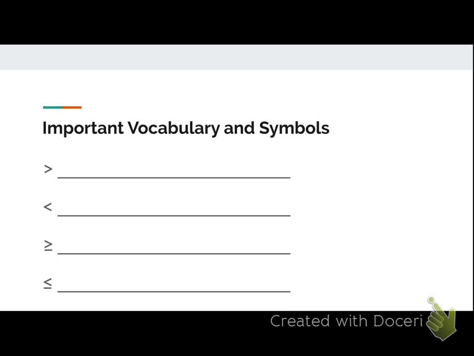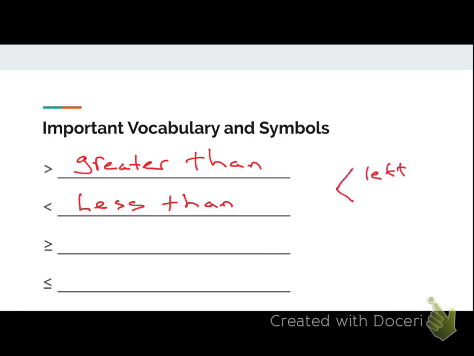Some important vocabulary and symbols we need to know. This first one is greater than. The second one is less than. And I like to say, if you hold your left hand up and make an L, left, less than. There's not really a trick for the right one.